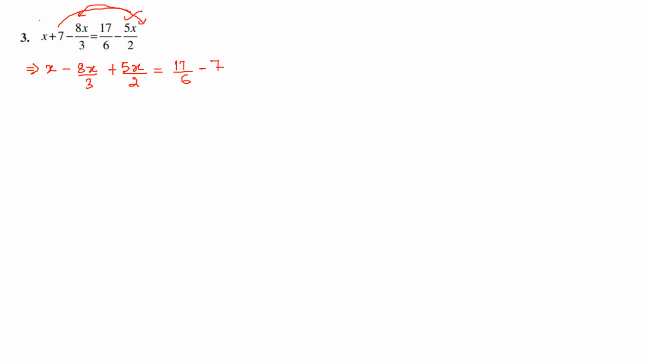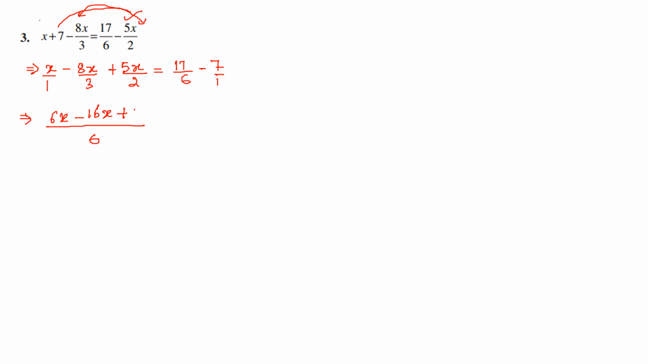Okay. Now I have to take the LCM. So x I can write as x by 1, and 7 also I can write as 7 by 1. First I am taking the LCM of the LHS part. The LCM of 3 and 2 is 6, so I will write 6 here. Now in the 1 table, 6 comes when 1 is multiplied by 6, so the numerator is also multiplied by 6. So it will be 6x minus. In the second fraction the denominator is 3, and 3 times 2 will give me 6. So 8 times 2 will give me 16x plus. In the 2 table, 6 comes 3 times, so 2 times 3 is 6.